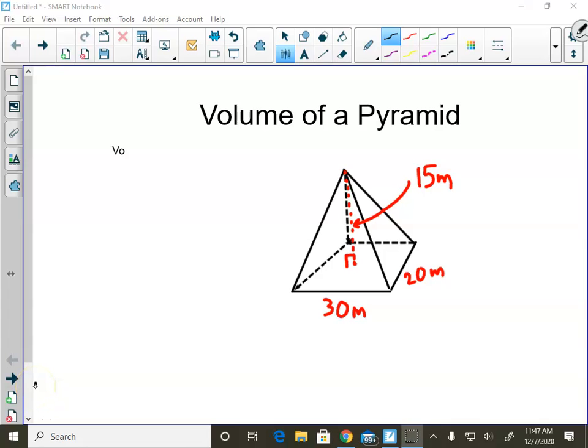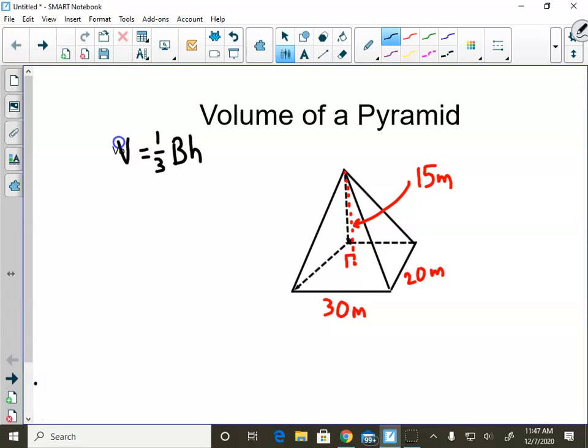All right, so how do we find the volume of a pyramid? Well, here's a pyramid, and we're going to see how we go about finding the volume. First thing that we have to do is we have to know what our formula is. So the volume is going to be equal to 1/3 the area of the base times the height.